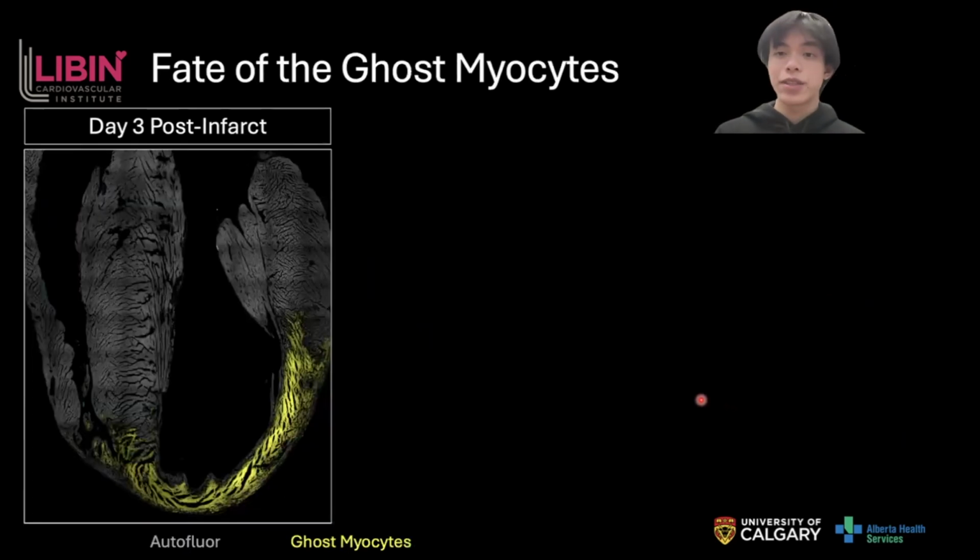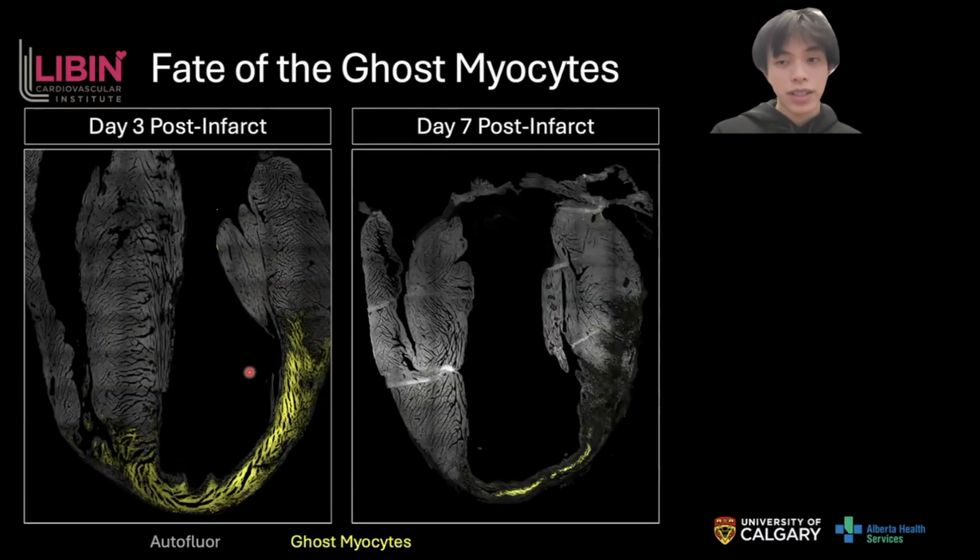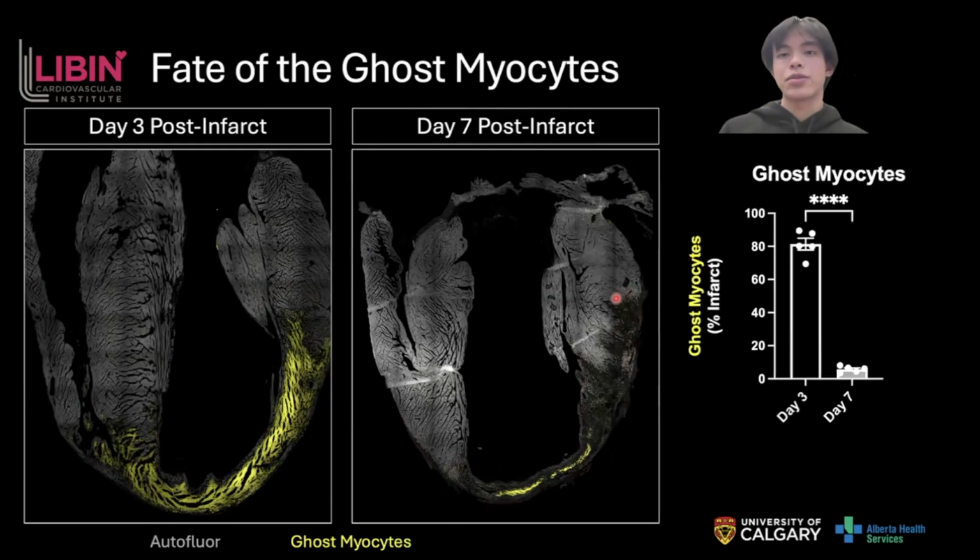So what is the fate of these ghost myocytes? At day 3, we have an infarct here, and you can see that there's many of these yellow ghost myocytes all throughout the region. But by day 7, many of these ghosts have vanished. And as you can see, we have much less yellow Evans blue signal. So something's clearing the ghost myocytes. But does this clearance have a relationship with scar formation?